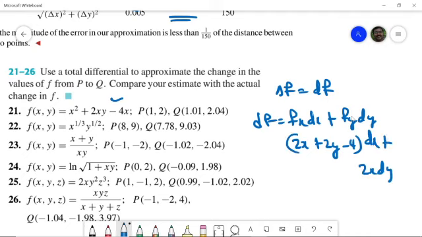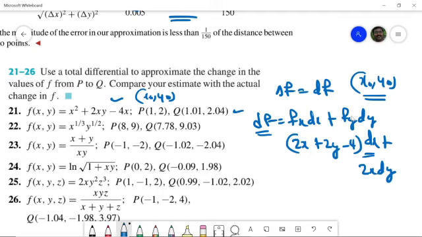Now we need to find fx at that point. When you substitute x0, y0 into this formula, here they are asking you to approximate change in the values from p to q. So p is the initial point, this is your x0, y0. So x is 1, y is 2 here, you substitute it here. How will you find dx? dx is basically the change in x, which is 1.01 minus 1, which is 0.01, and dy is the change in y, which is 2.04 minus 2, which is 0.04. So you can substitute it, you will get the approximate value.